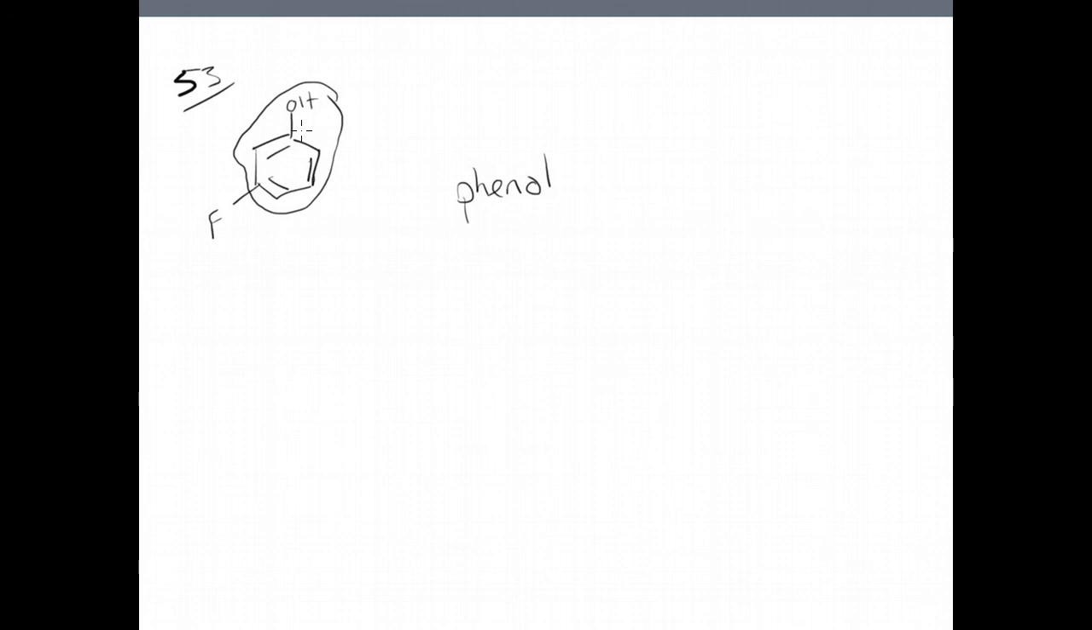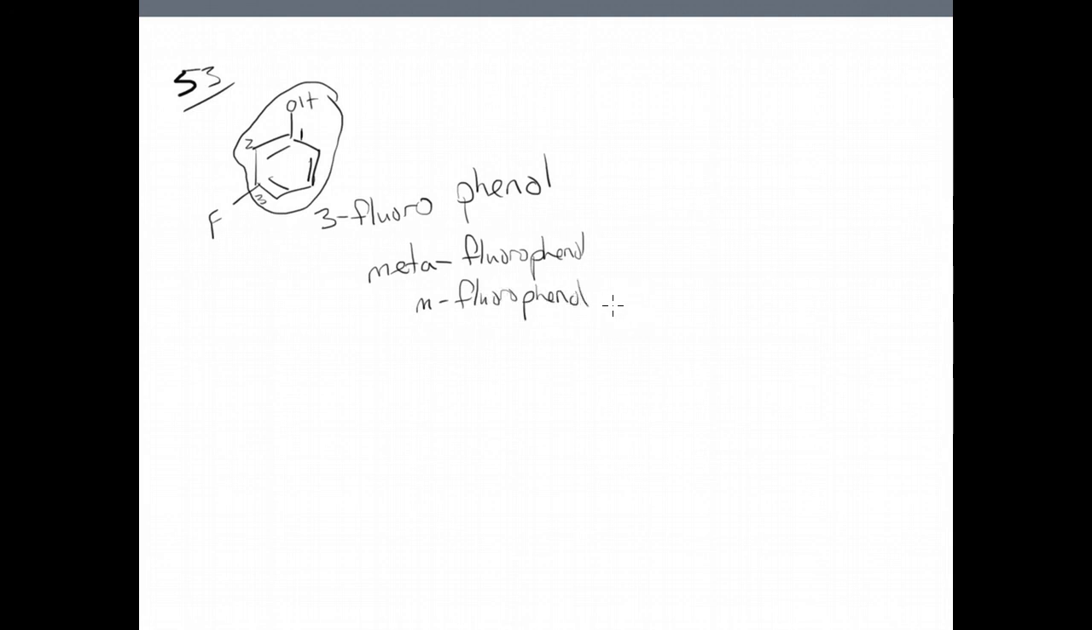And remember, whenever you have a base group, wherever the substituent is on the base, that's going to be carbon number 1. So we have 3-fluorophenol. We can also call this meta-fluorophenol or m-fluorophenol. Okay, so there are 3 correct answers for this. But the main thing you had to do is figure out that the base name was phenol.